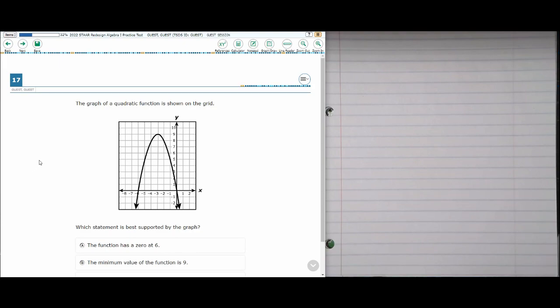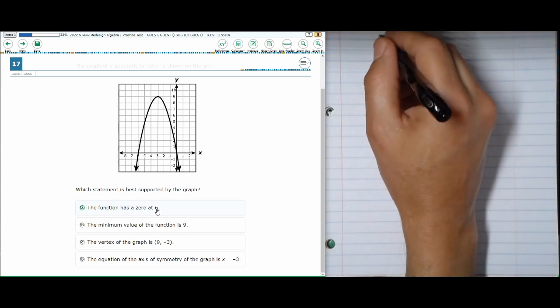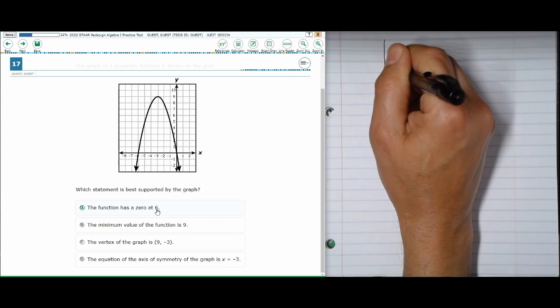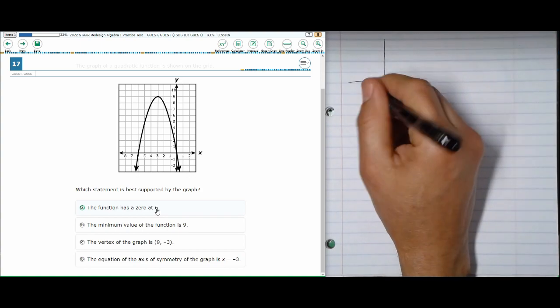On problem number 17, it says the graph of a quadratic function is shown on the grid. Which statement is best supported by the graph? So let's go down and look at our statements real quick. This one says the function has a 0 at 6. Okay, so what we do is you got to remember what is a 0. And so I'm just going to draw you a picture real quick. If we were to draw a graph, and you know what, let's draw one that looks similar to this real quick.